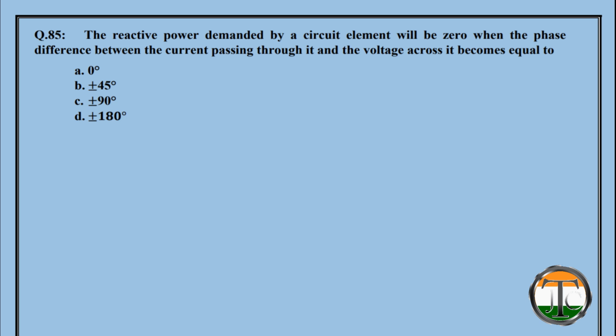The reactive power demanded by a circuit element will be 0 when the phase difference between the current passing through it and the voltage across it becomes equal to: option A is 0 degree, option B is plus minus 45 degree, option C is plus minus 90 degree, and option D is plus minus 180 degree.